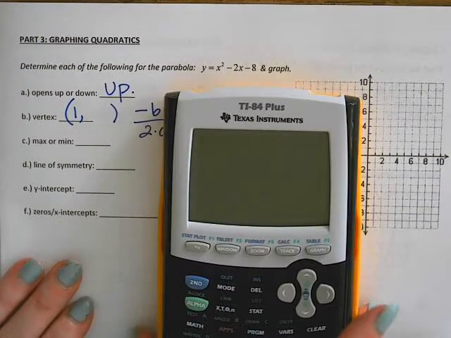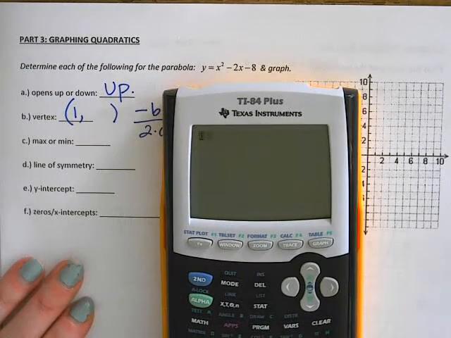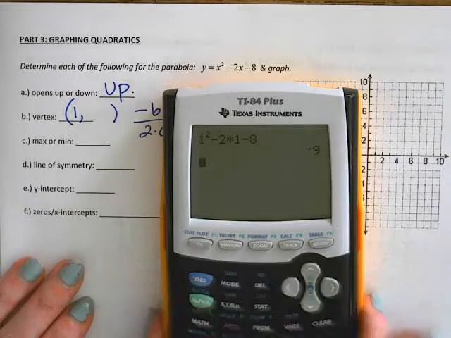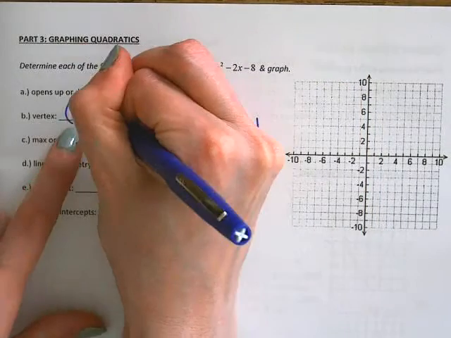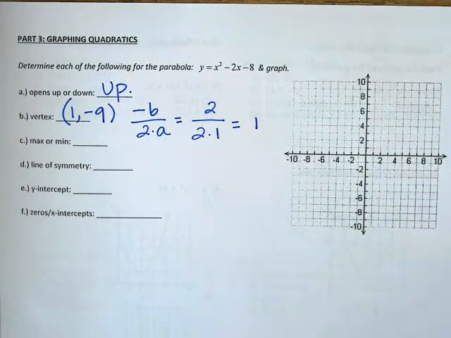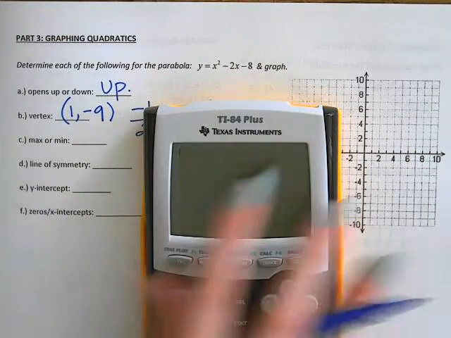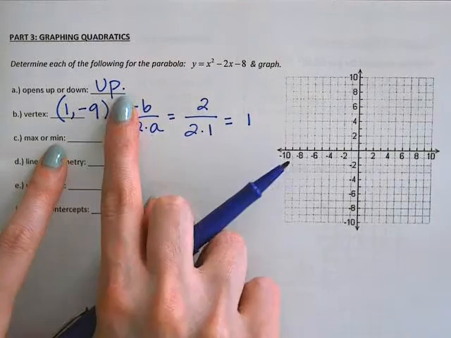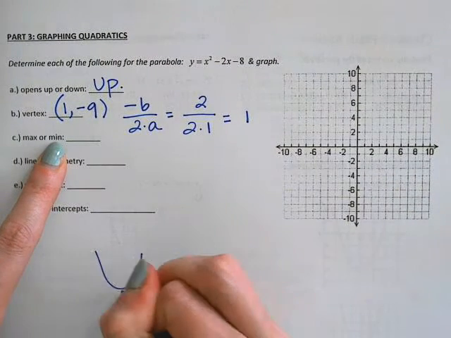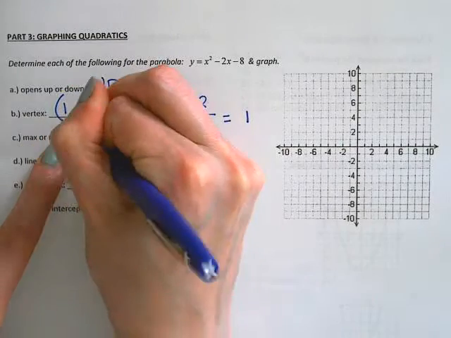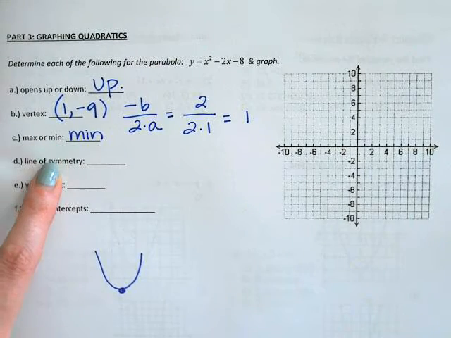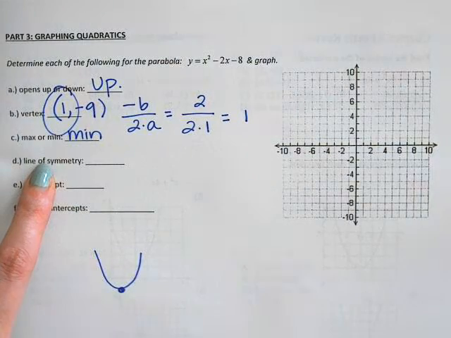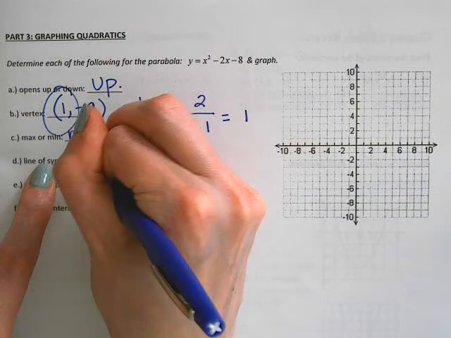So I'm going to take 1 and I'm going to plug it in for x. 1 squared minus 2 times 1 minus 8. You end up getting negative 9. But another way is to just graph it and then find all the answers off the calculator. Since it's opening up, the vertex will be a min. The line of symmetry is always the first number of the vertex, so x equals 1.